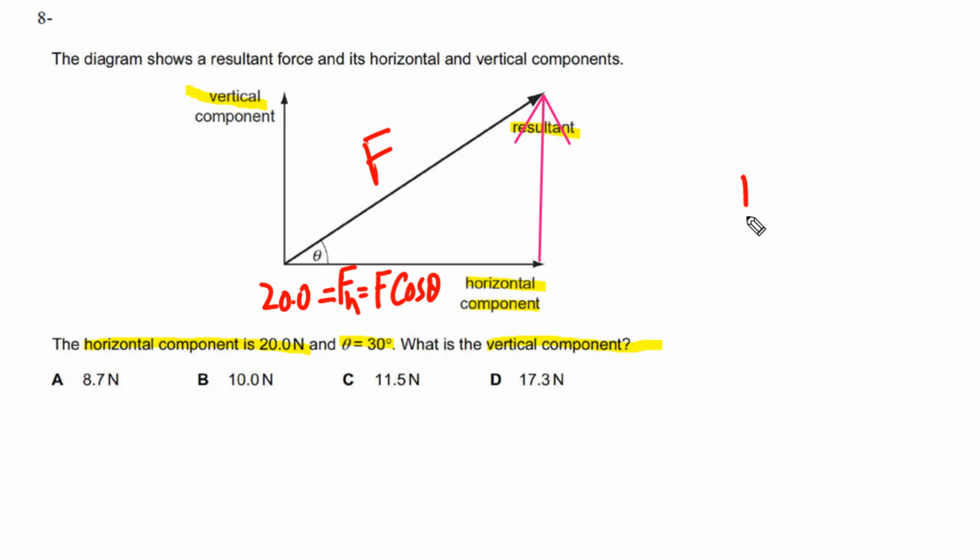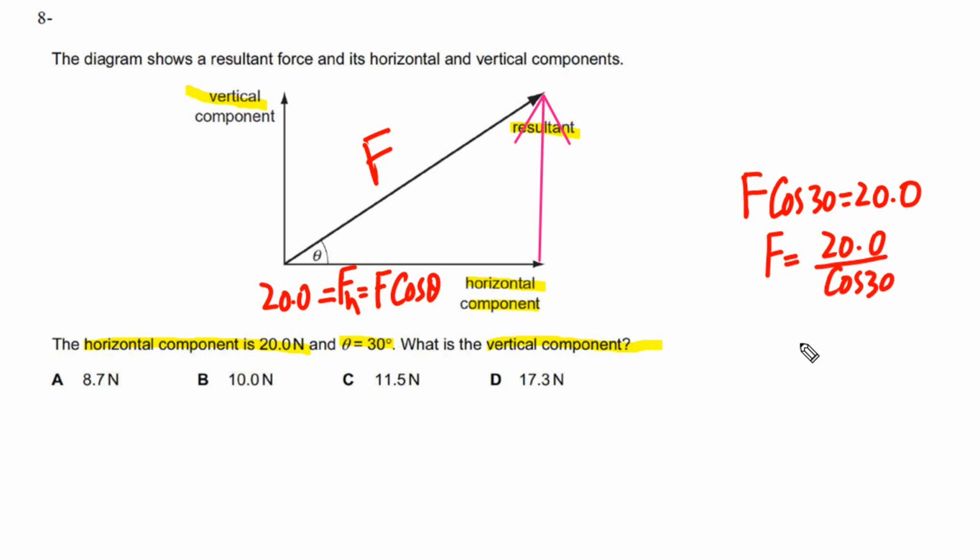So from here we can write that F cosine of 30 degrees is equal to 20.0 newtons. So we can find the value of F. We simply need to divide 20 by cosine of 30 degrees. If we divide this, we will get force is equal to 23.1 newtons. So we can update this one. This is the value of 23.1, and this is the value of the resultant force.